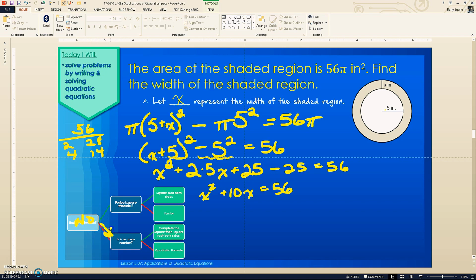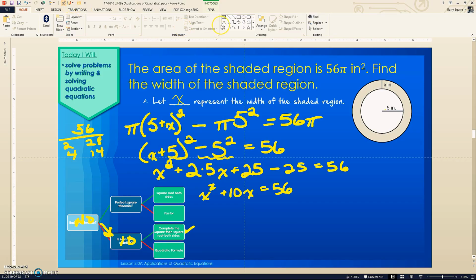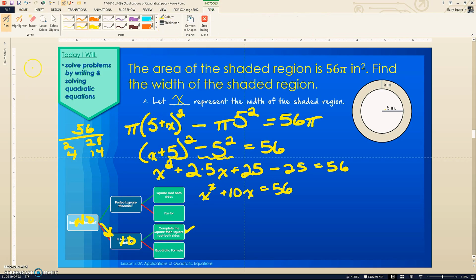So is B an even number? Yeah, it sure is, because it's positive 10. So we're going to complete the square. Now what I'm going to do is move some of this over so I can create that blank space. Well, maybe not. I guess I'll have to erase them. Okay.